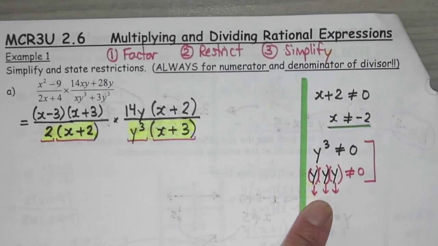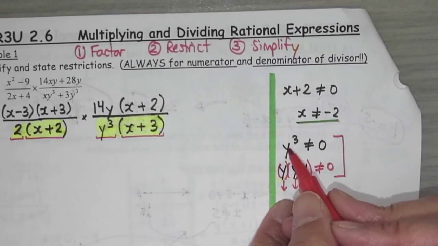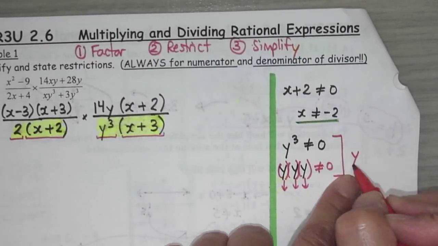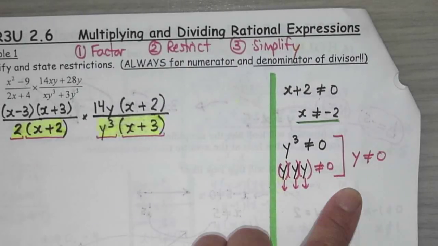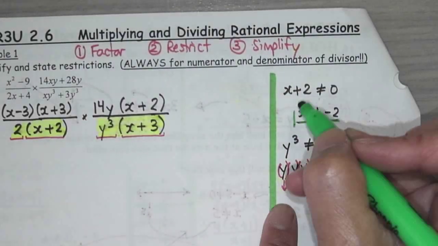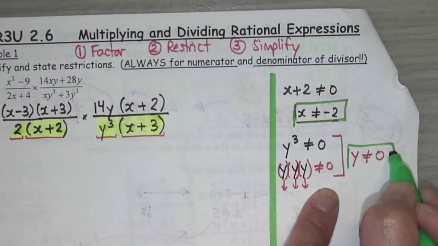So you don't have to show all this. Just say, well, it's 3 times. I'm not going to say it 3 times, but y should not equal 0. That's my next one. If you want, you can box it and say, okay, I'm going to get that one and that one.